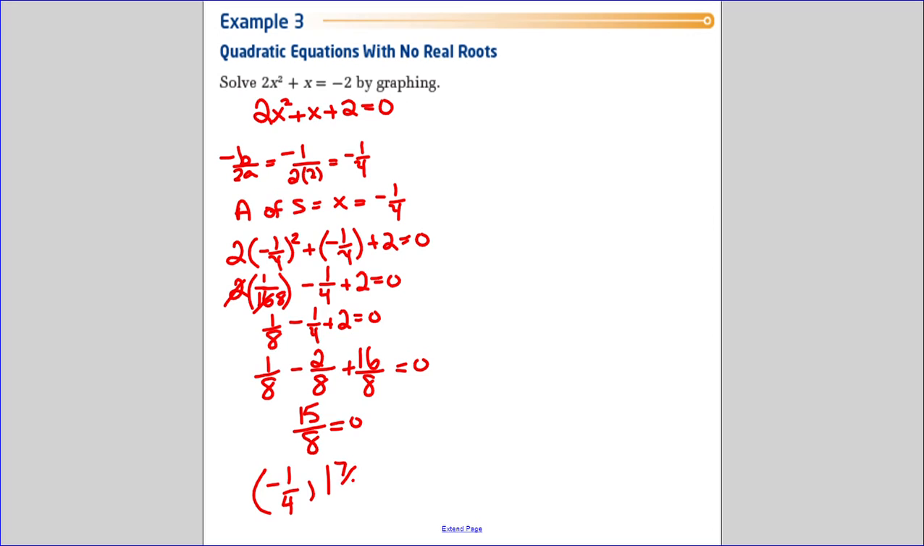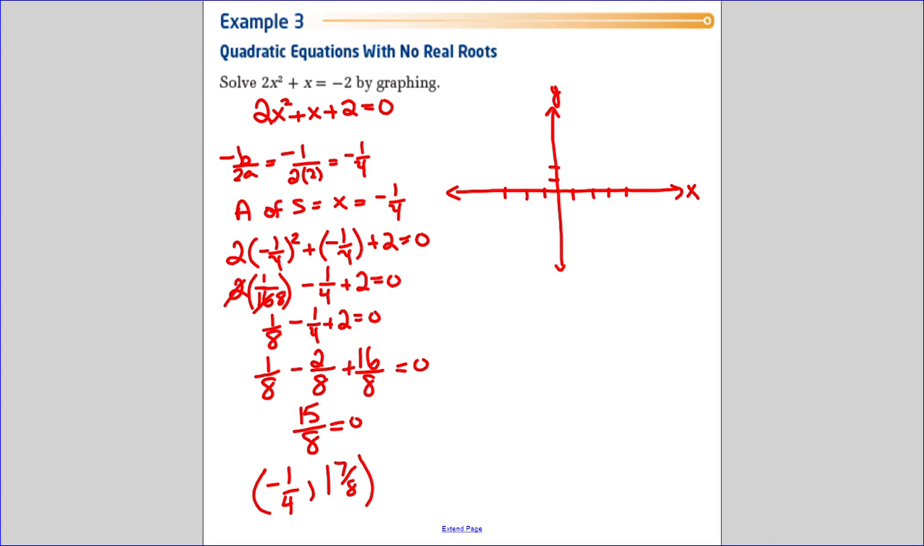1 7/8. So if I were to graph this out and kind of visualize what this is from even previous stuff that we talked about before, I'm at negative 1/4, which would be just off of my x-axis.